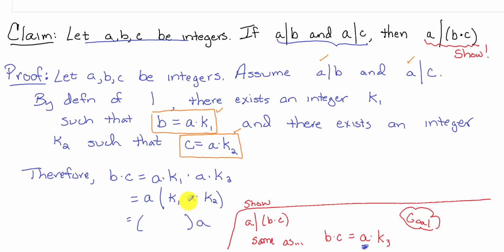And now I could let this K1 times A times K2 be some other integer. I don't care what you call it. Could call it L or M or K3. And that's what will show the claim. And so you can conclude by definition of divides, A divides B times C. And then you can erase all your scratches down here as if you never went off in a dark corner by yourself.